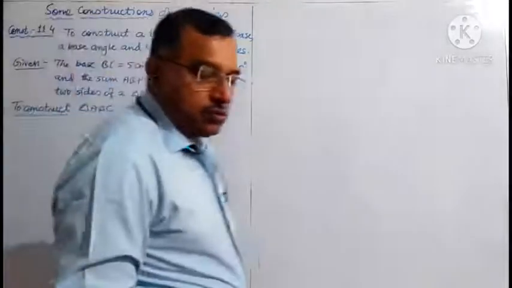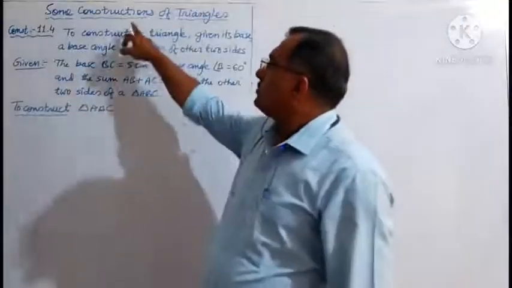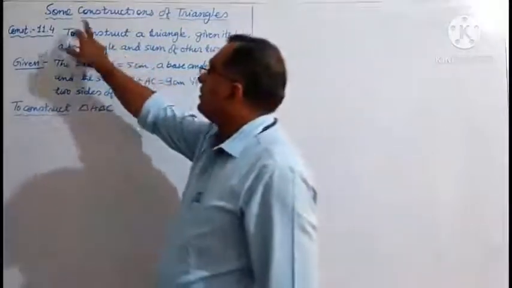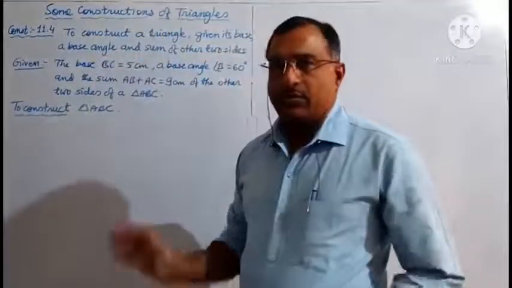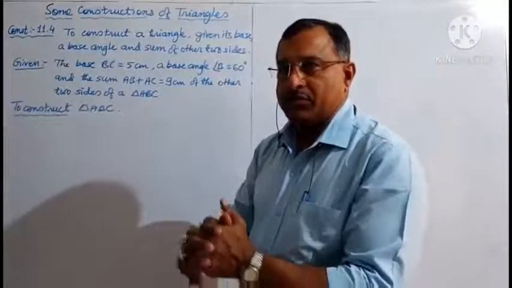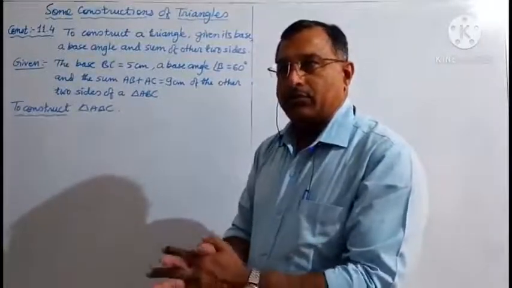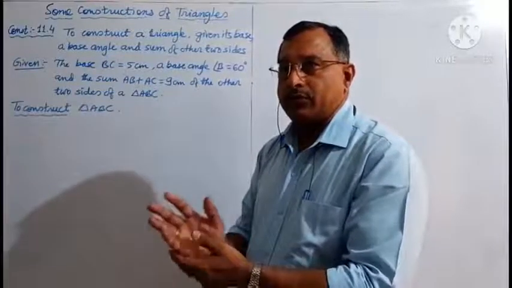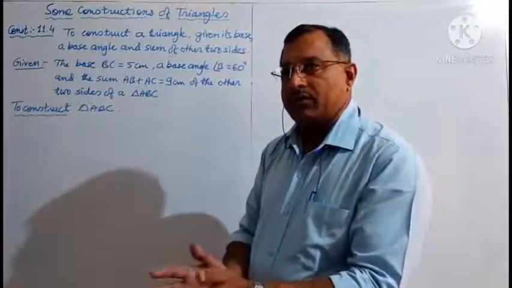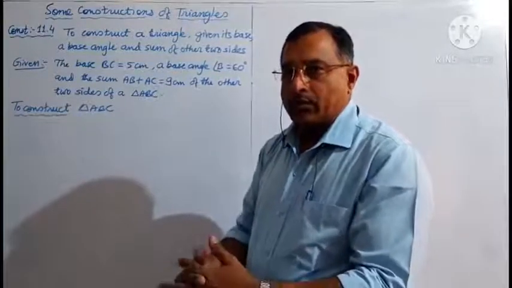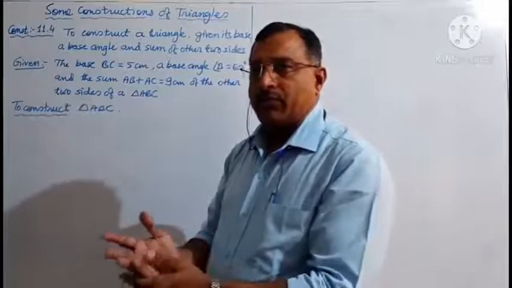Here we are going to talk about some constructions of triangles. Earlier we have seen the triangle with the measures of 3 sides, and also we have seen in lower classes the construction of triangles with the measurement of 2 angles and 1 included side, or 2 sides and the included angle, or measurement of 3 sides.